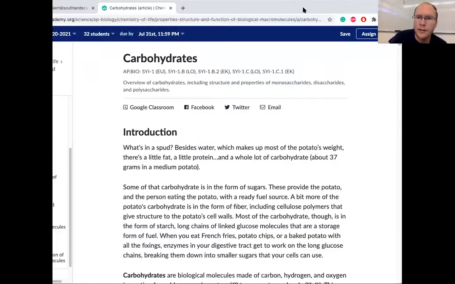Welcome back. We'll continue our discussion of the chemistry of life, Unit 1. So today we're going to be talking about carbohydrates.